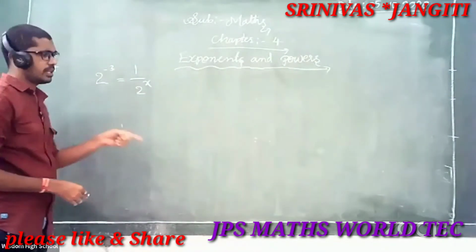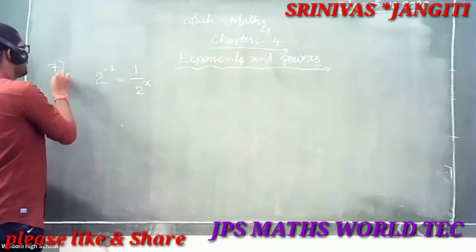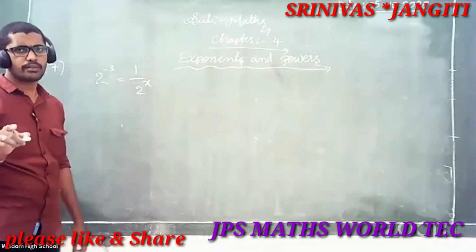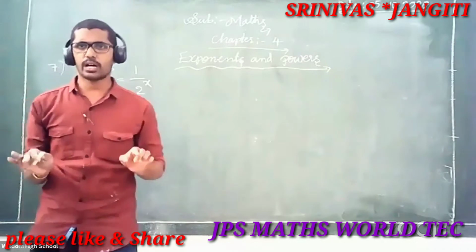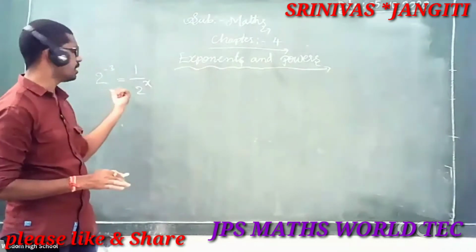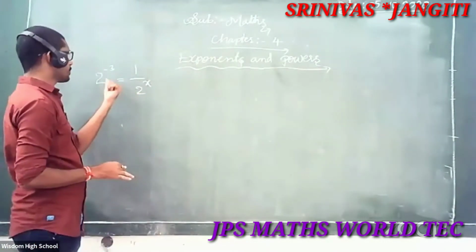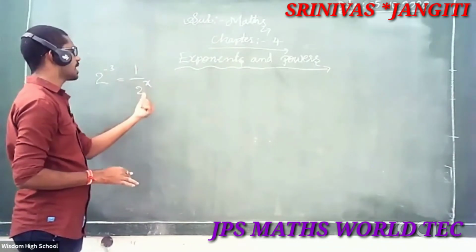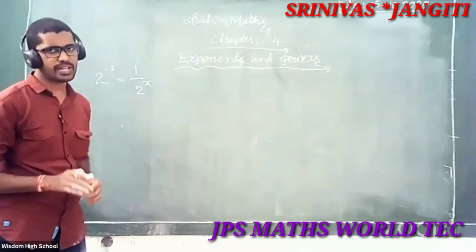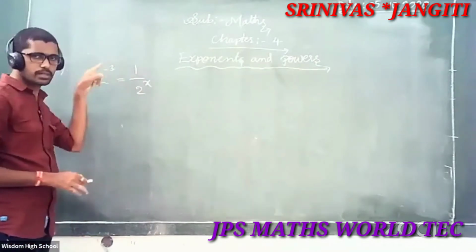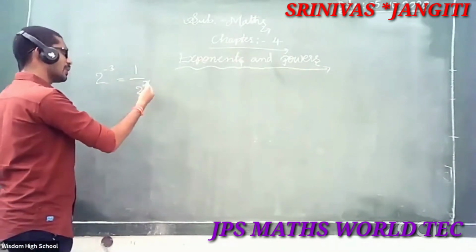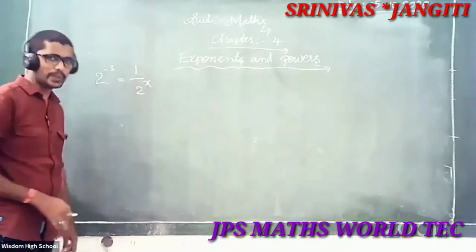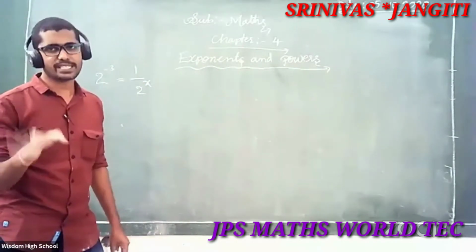Then observe the last, sixth problem. What do you find? Find n, right? Find n is clear, everyone. Now, what is the problem here? 2 to the power of minus 3 is equal to 1 by 2 to the power of x. What do we find in this problem? Yes, the x value. So find x.